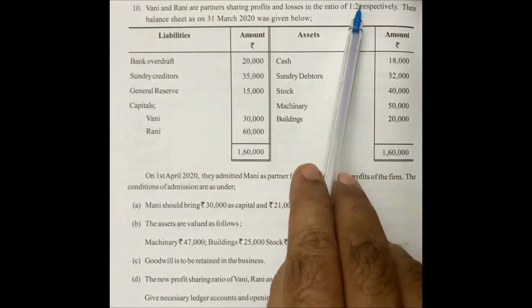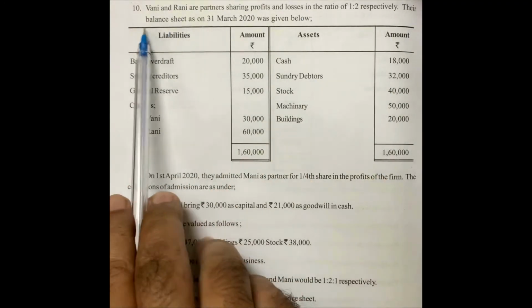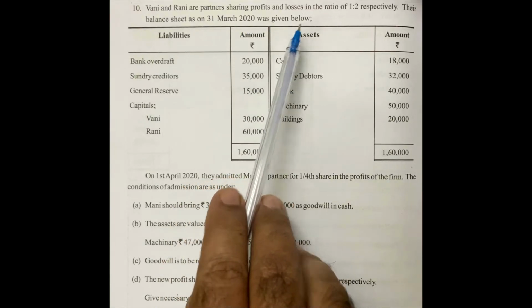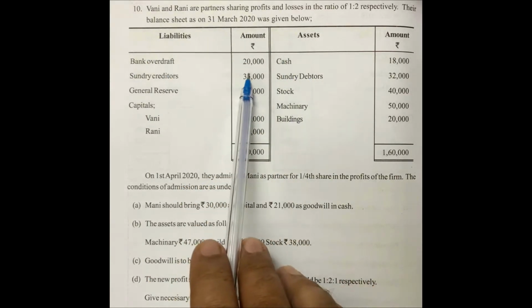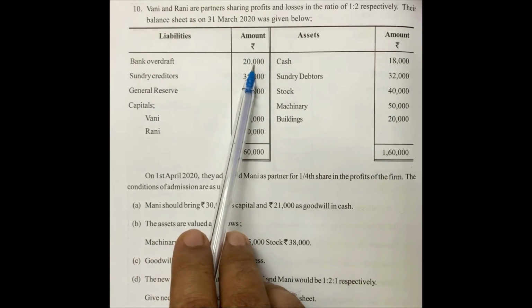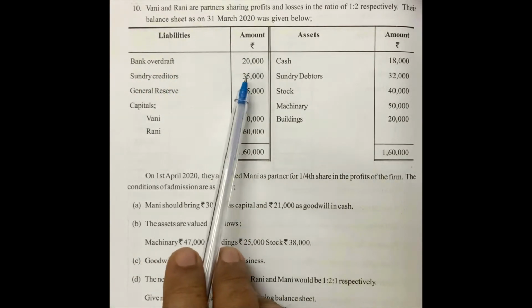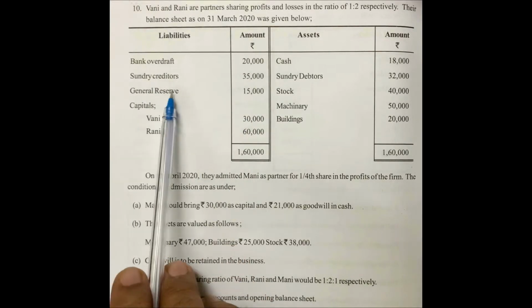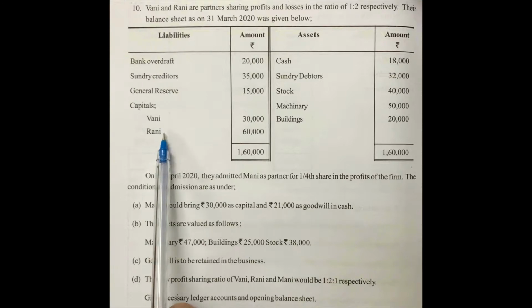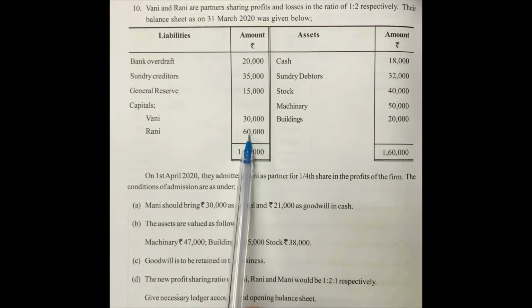Rani's share is 2/3. Their balance sheet as on 31st March 2020 is given below. This is called the old balance sheet. See the liability side. Bank overdraft 20,000 rupees. Sundry creditors 35,000 rupees. General reserve 15,000. Capitals of Vani and Rani are 30,000 and 60,000.